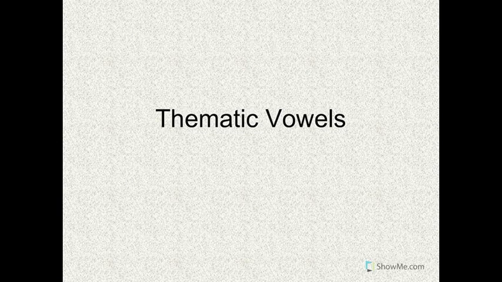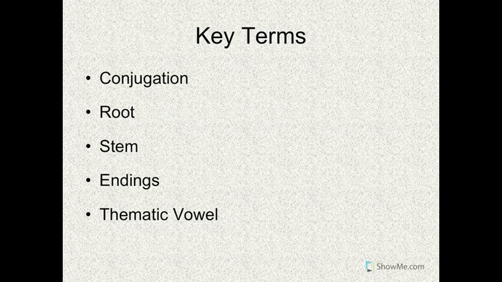In this video, we'll be exploring thematic vowels. However, let's first remember some key terms. First, there's a conjugation, which is a family of verbs, and there are 4 of them in the Latin language. Next, we have the root, which is the smallest piece of a verb that shows the meaning. Let's take an example, ambulo, ambulare.